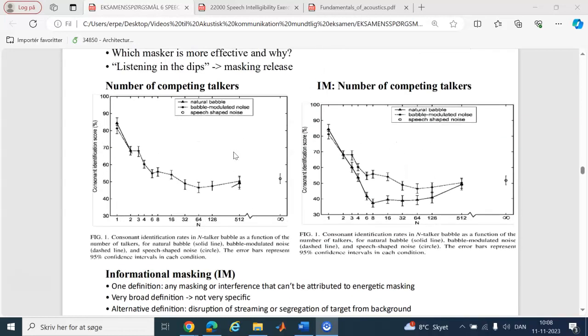So we have a number of competing maskers. With more than a certain number of babblers, the consonant identification score will be the same percent.